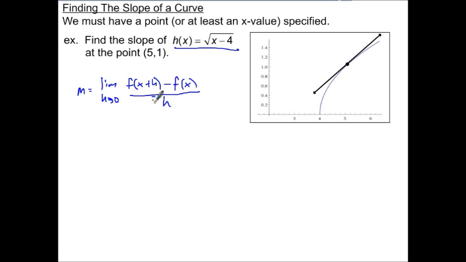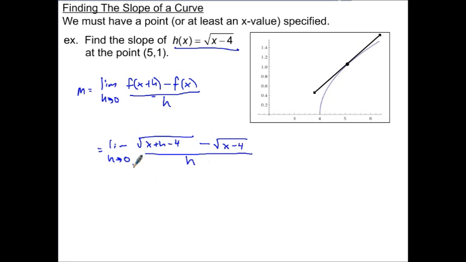Never mind that. Alright, so let's start plugging in and see what we can do with it. The limit as h approaches 0 of f(x + h), so again I just plug in x + h there, so I get root (x + h - 4) minus the original f(x), so minus root (x - 4), and this is going to be all over our h.